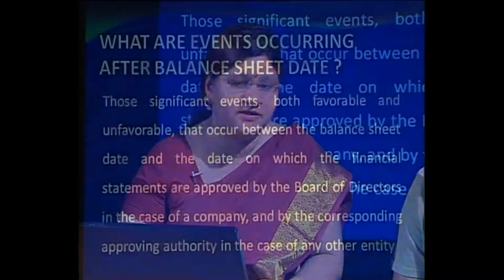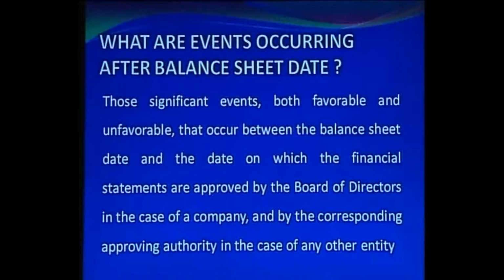Now, what are the events which occur after balance sheet date? This definition has been given under accounting standard 4. So, first of all, we will analyze this definition and try to find out what it means by events occurring after balance sheet date. It says those significant events, both favorable and unfavorable, that occur between the balance sheet date and the date on which financial statements are approved by board of directors in case of a company and by the corresponding approving authority in case of any other entity.